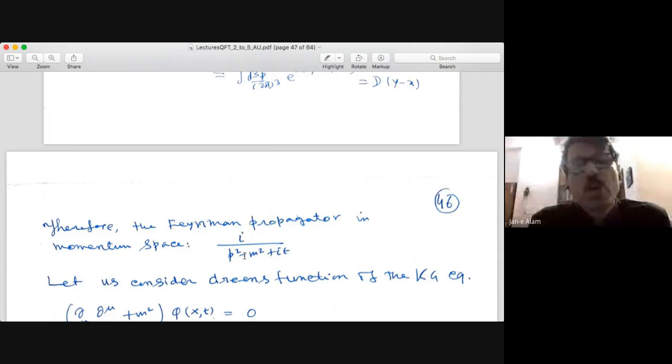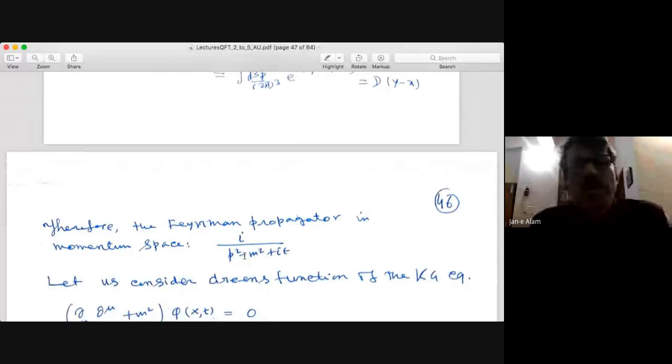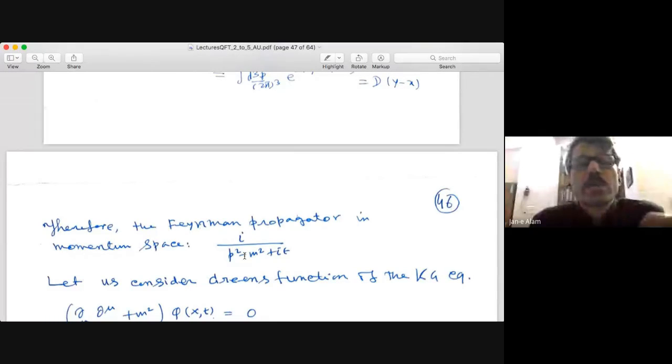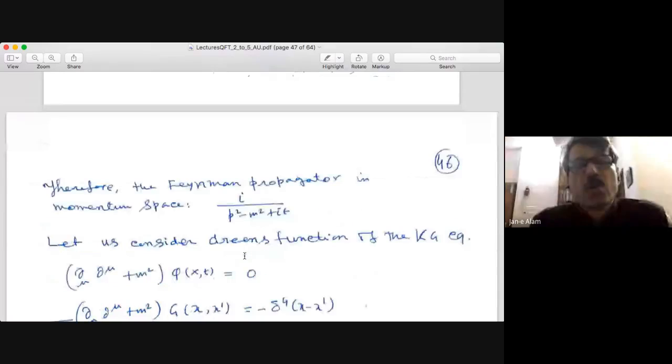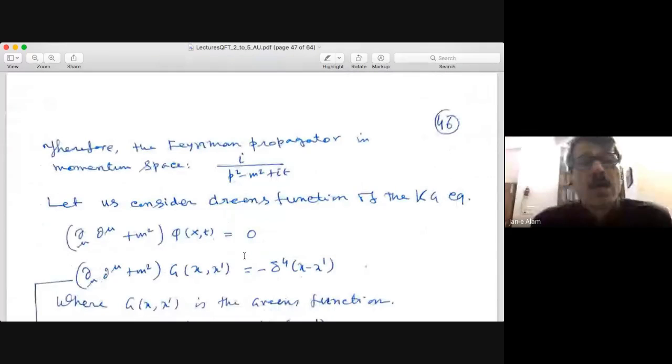This we will be requiring when we calculate real quantities like cross sections or decay rates and all that, which we can compare with experiment. We will need this propagator. So this is fine.